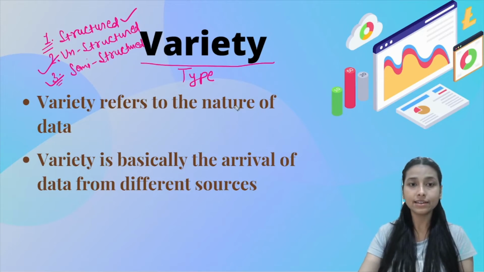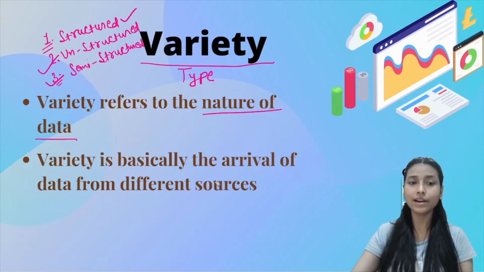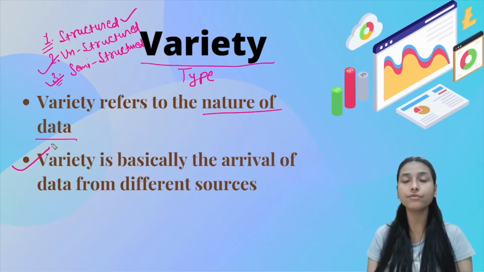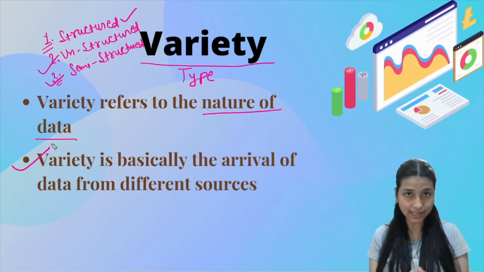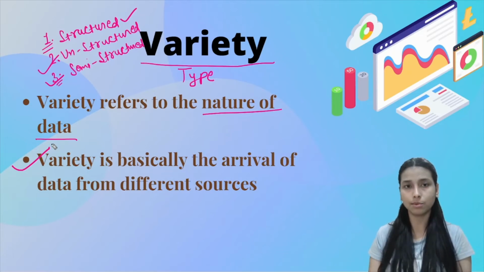So variety here means the nature of data. What is the nature of the data? Whether it is structured, unstructured or semi-structured. So variety is basically the arrival of data from different sources. What are the types of data that are arriving from different sources? So this was all about variety.